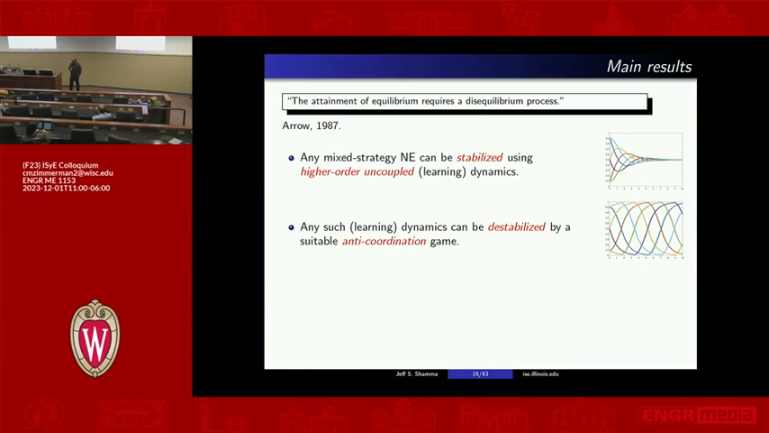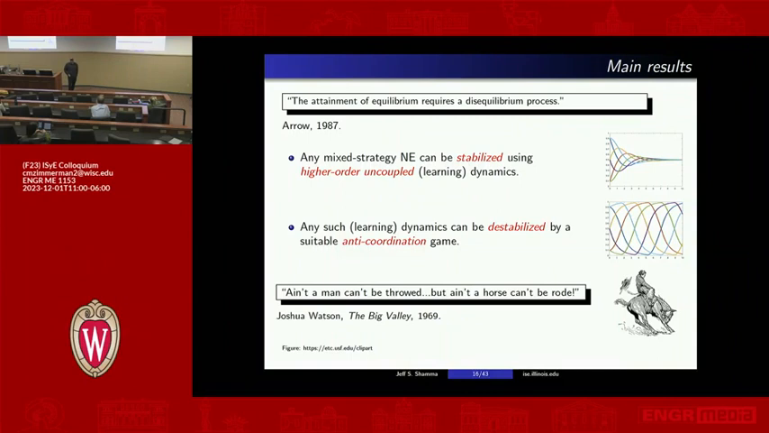So that's kind of a mouthful to remember, so here's what you can take away. This is a quote from a TV show called The Big Valley. It says, "Ain't a man can't be throwed, but ain't a horse can't be rode." All right. So who's the horse in this discussion? Let's say the horse is a game, and the rider is the learning rule. For every game, there's a learning rule that can converge to the Nash equilibrium. That's "ain't a horse can't be rode." And then "ain't a man can't be throwed." For any learning rule, there's a game that can derail it, all right?